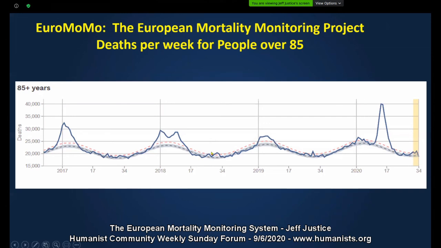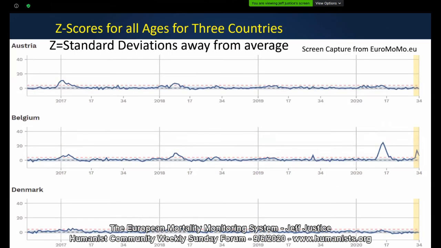So here, even though there's not many fewer people over 85, the average deaths per week is around 23,000. And the COVID epidemic spiked it up to 40,000. So the thing is that COVID hits the older groups significantly more than the younger groups. And that was figured out back in March from the Italy data. But here it's just confirmed by Euromomo.